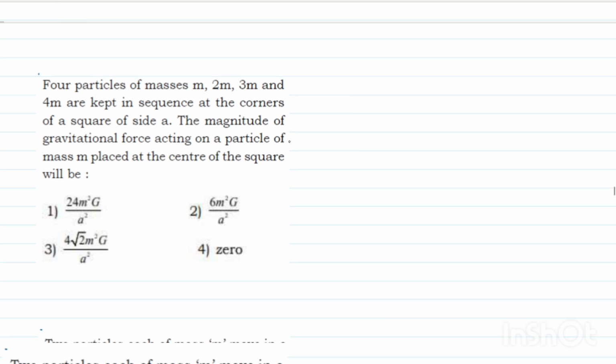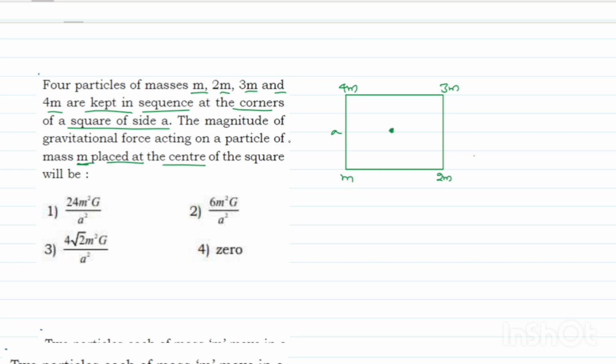Now let us see the next question, students. The next question says 4 particles of masses m, 2m, 3m and 4m are kept in sequence at the corners of a square of side A. Here these are not identical masses, students. Here the masses are m, 2m, 3m and 4m, and the side of the square is A. Find the magnitude of the gravitational force acting on a particle of mass m which is placed at the center. So one more particle you are keeping at the center.